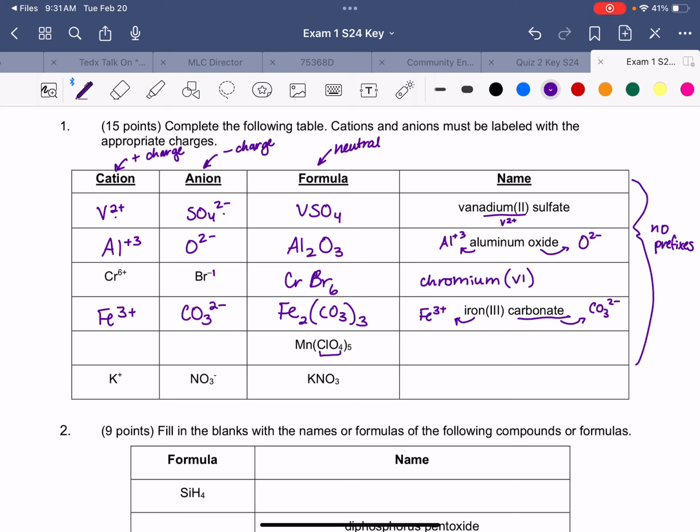Next, we have perchlorate. Perchlorate is a -1 ion, so we'll write ClO4-. Since there are 5 of them, that means that the manganese has to be +5 in order for it to be neutral. So then the name is manganese 5 perchlorate. Then we have KNO3. Potassium is always +1, so we don't have to say the charge. And then NO3 is the nitrate polyatomic.